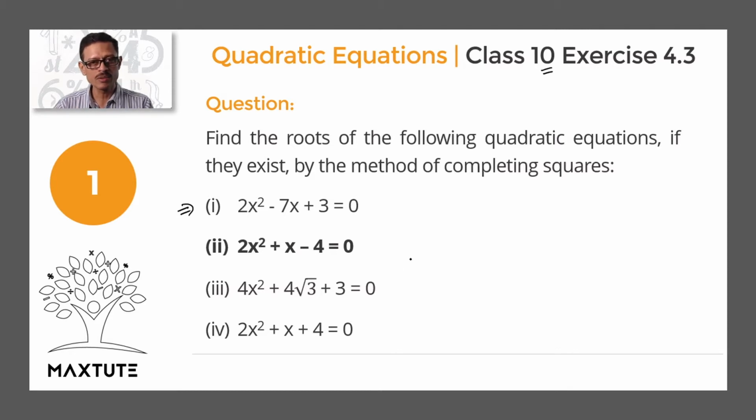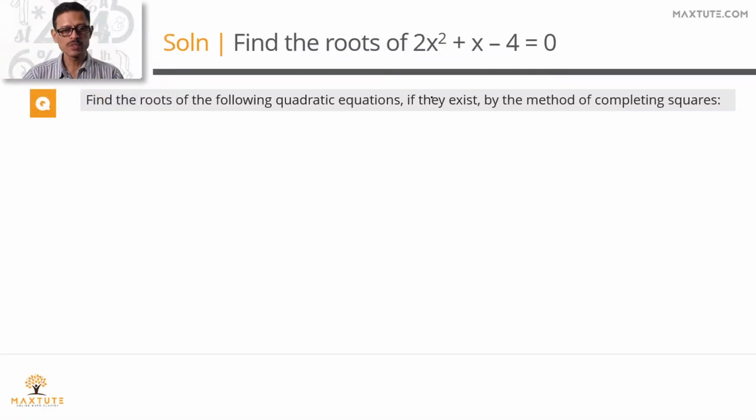We'll be using only one of the methods. Let's stick with this method for this entire set of questions. Right? Let's get started. Equation 2 that we are solving is 2x square plus x minus 4. Completing the squares involves exactly two steps. The two steps are as follows.